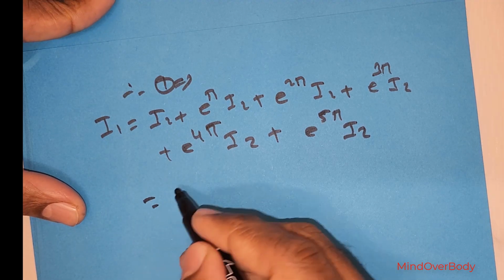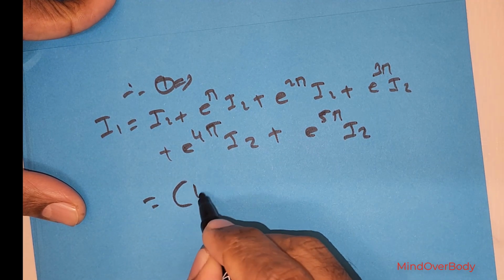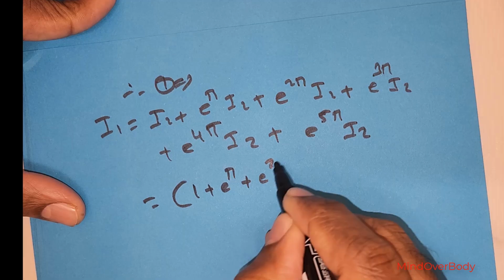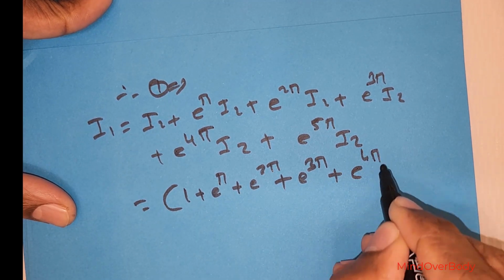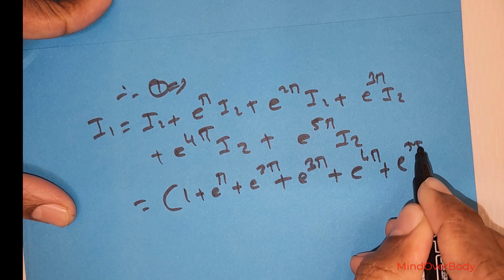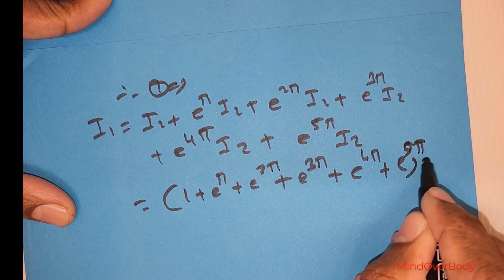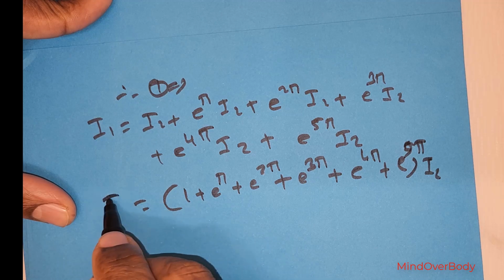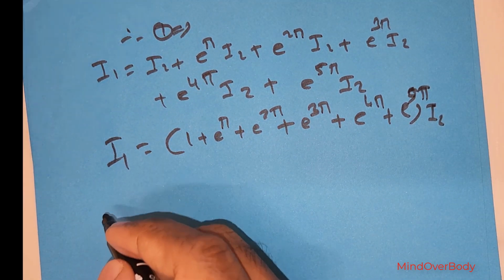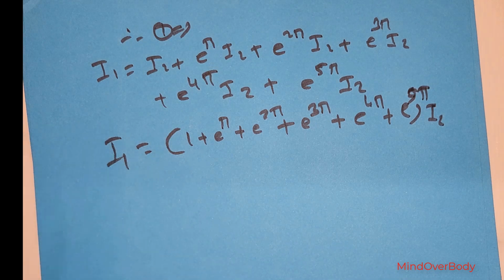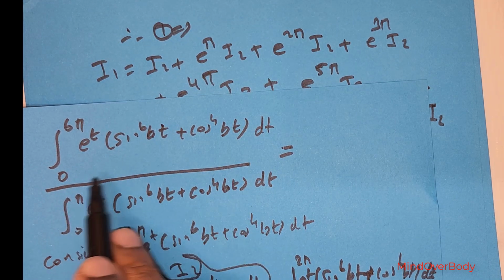So now I can take I suffix 2 out. I get e raised to the power of pi positive e raised to the power of 2 pi positive e raised to the power of 3 pi positive e raised to the power of 4 pi positive e raised to the power of 5 pi times I suffix 2. This is I suffix 1. But what is I suffix 1 actually? I suffix 1 is this integral.